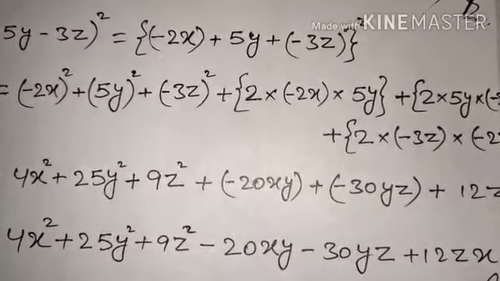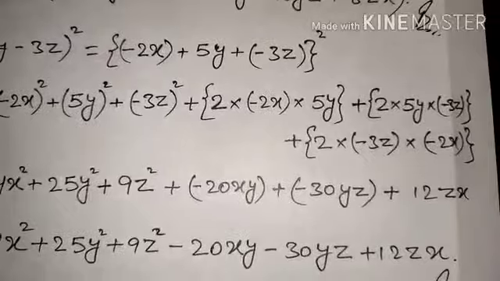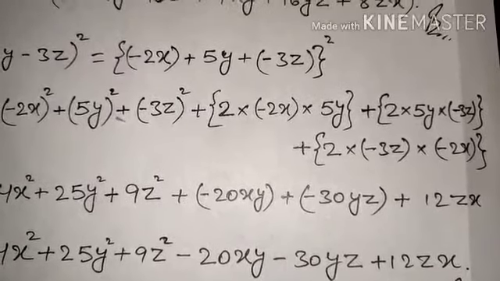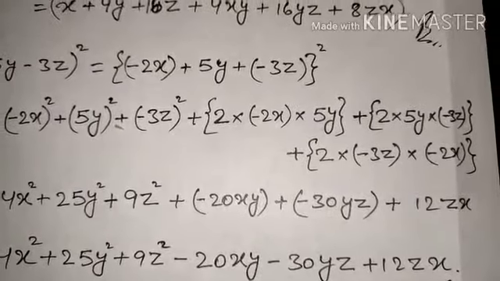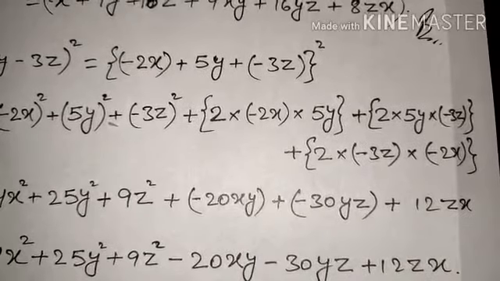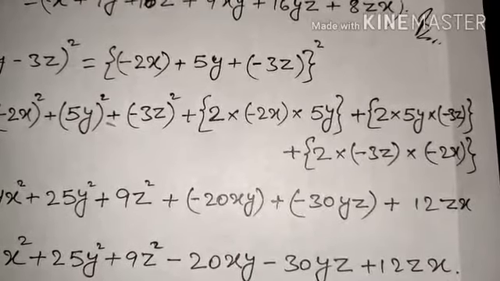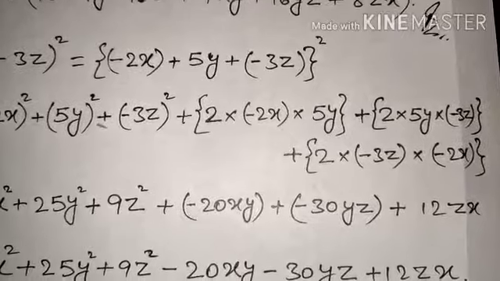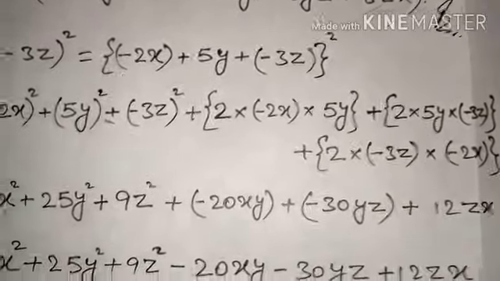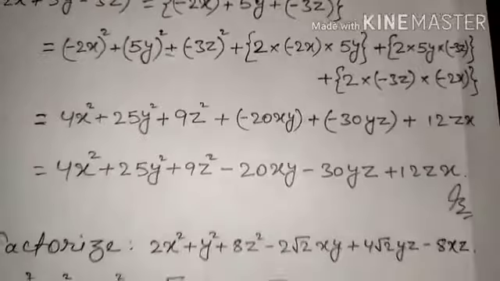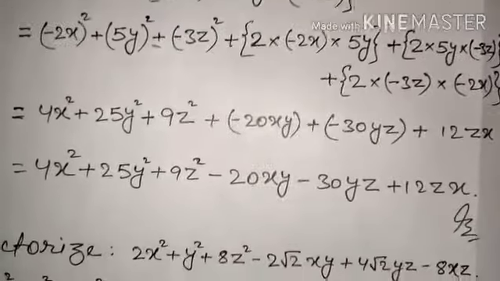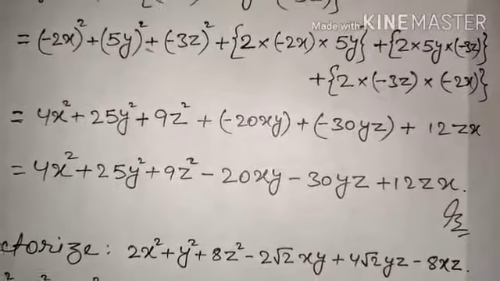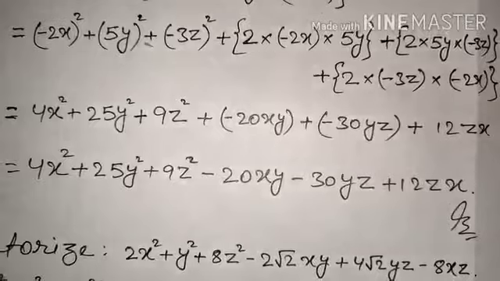Now 2ab, 2bc, 2ca simply. So a value is minus 2x, so 2 into minus 2x into 5y plus 2 into 5y into minus 3z plus 2 under bracket 2 into minus 3z into minus 2x. Now by taking care of the signs properly, we'll just do the calculations and we'll get the answers.